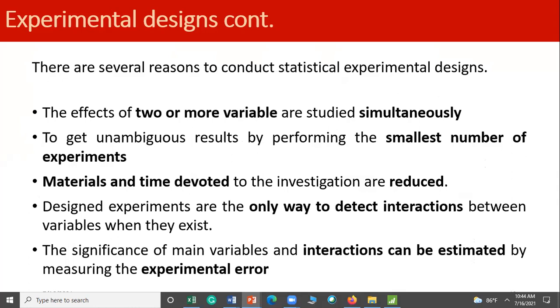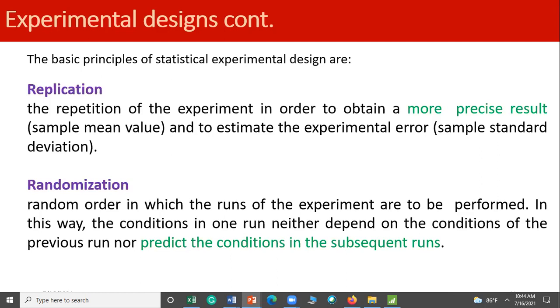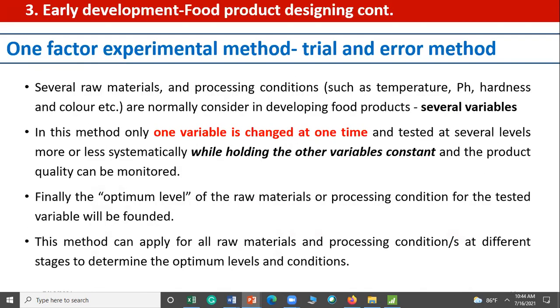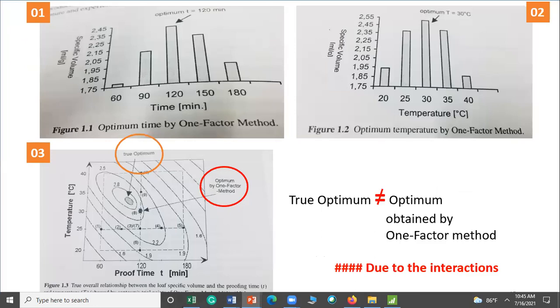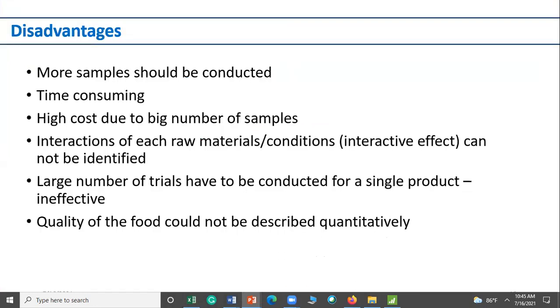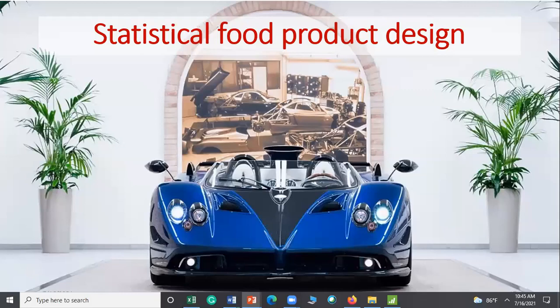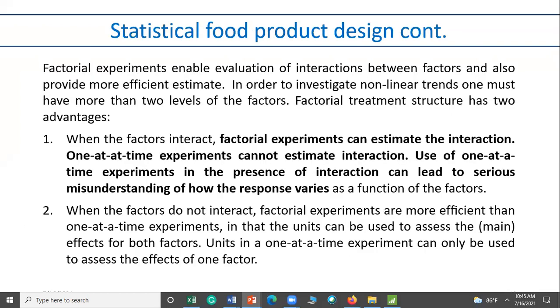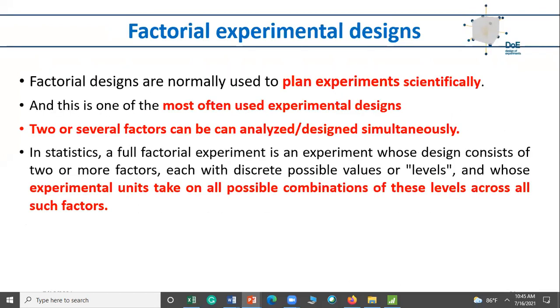why do we need to have experimental designs, and its importance? What is replication and randomizing blocking? Likewise, the first one we discussed, the one factor experimental method. It is also called the trial and error method, and there are some examples and disadvantages. Then we move to statistical food product designing, and its advantages.